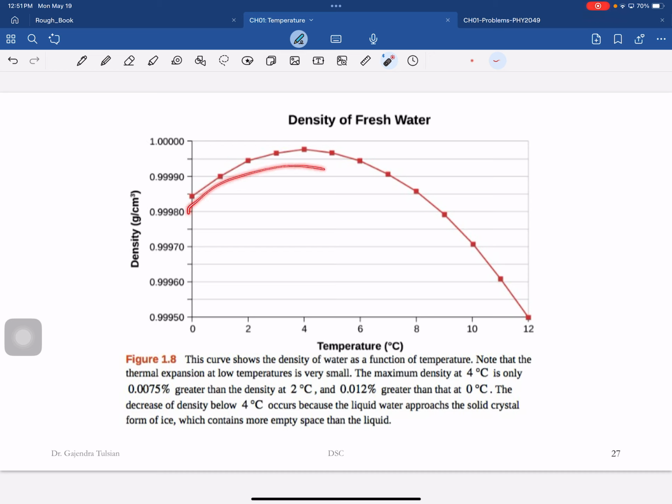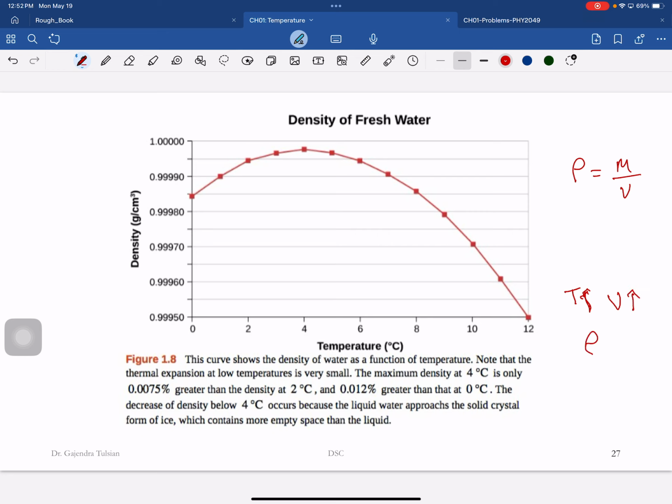Here's an interesting graph. This is for fresh water. And what this plot is plotting is density versus temperature. Let's see what's interesting about this. The density of a material is defined as mass divided by volume. So if you heat a material, what happens to the volume? It increases. The volume of most substances increases.